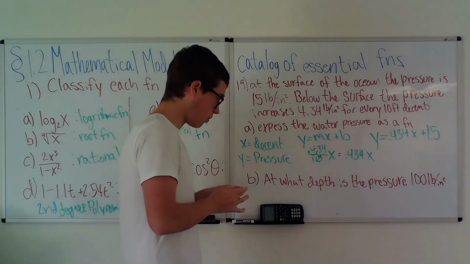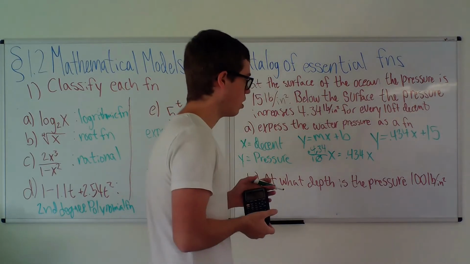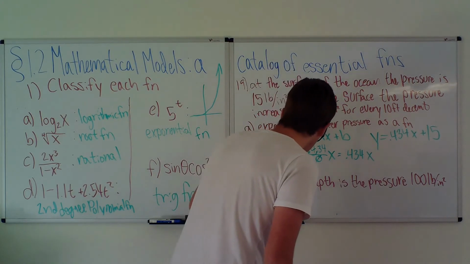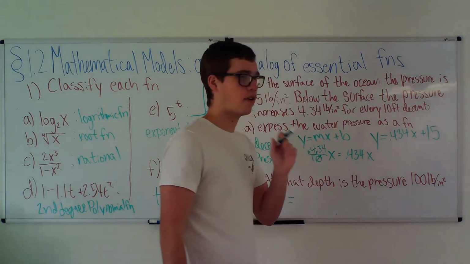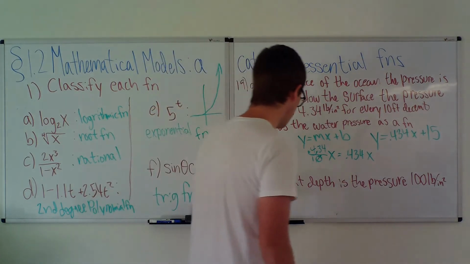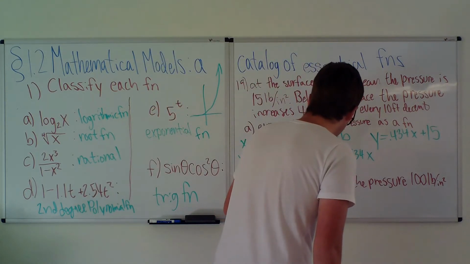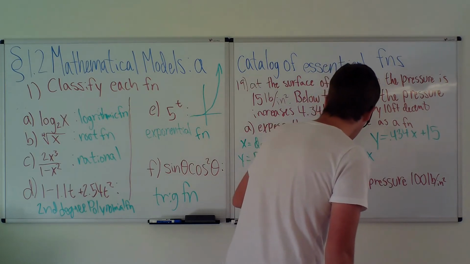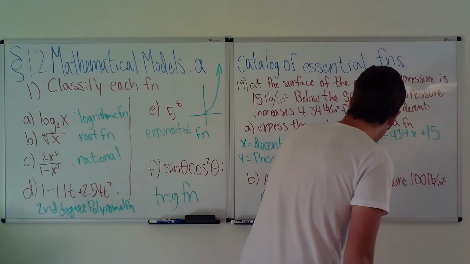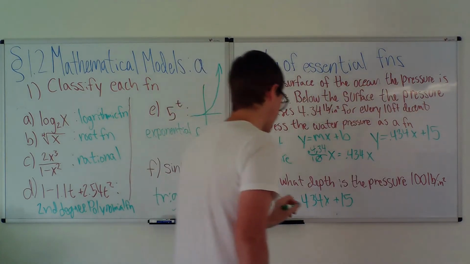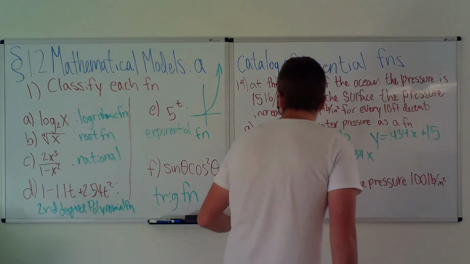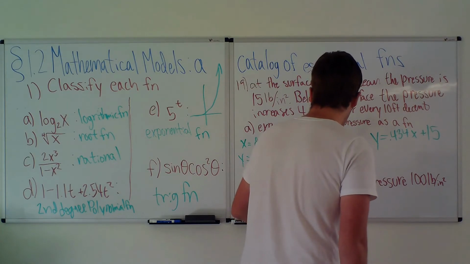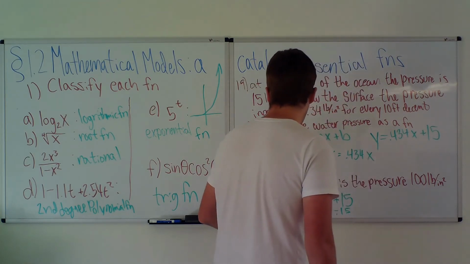Now part B is asking at what depth is the pressure 100 pounds per inch squared. So we have our y at 100, so we set 100 equal to our function because we're trying to find our descent, our x value. So 100 is equal to 0.434x plus 15, and then we just solve for x. We subtract 15, and then we divide both sides by 0.434.